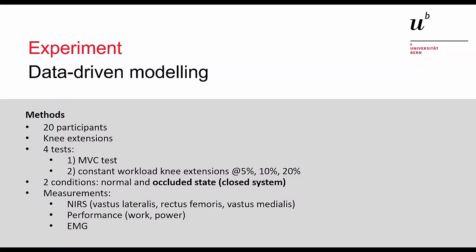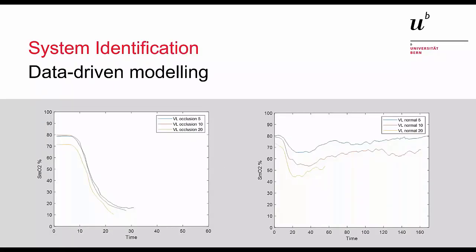And we did all of these tests in 2 conditions. We did them in a normal condition, which I'm going to call normal, and we did them in an occluded condition. So we tied off their leg, so like a closed system. And we measured NIRS on the different muscle heads of the quadricep, and we measured performance in EMG and so on. And what we got out of this, this is an example of one participant. We get this kind of expected response from the NIRS data.